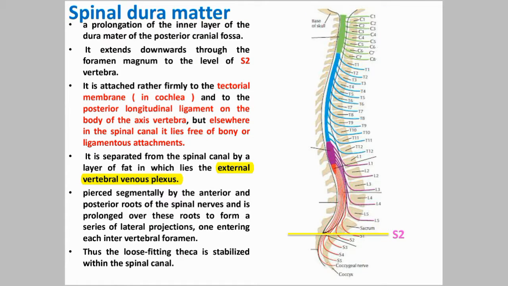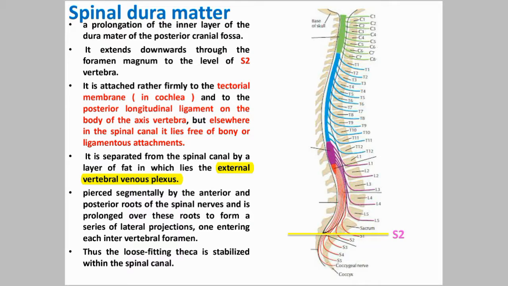Now we will talk about the spinal meninges, and we start with the spinal dura mater. The spinal dura mater is a prolongation of the inner layer of the dura mater of the posterior cranial fossa of the brain. This spinal dura mater extends from the beginning of the spinal cord to the level of S2 vertebrae.